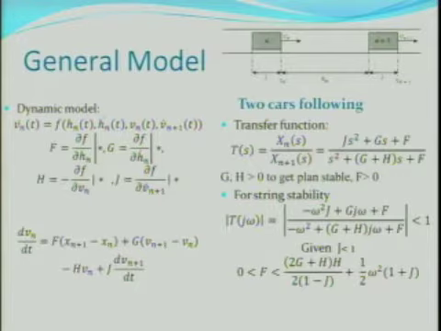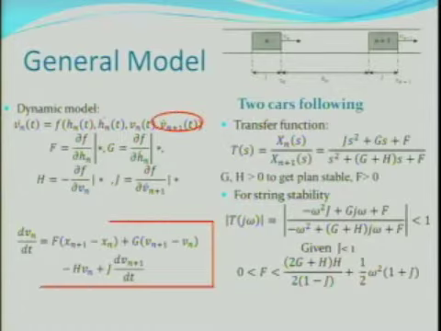To make the expression simpler, we define the parameters f, g, h, and j as the partial derivatives evaluated at the equilibrium state. And to linearize this model, we get this. We also use the Laplace transform method to get the transfer function, and we would like to analyze the stability of this system, namely plane stability.